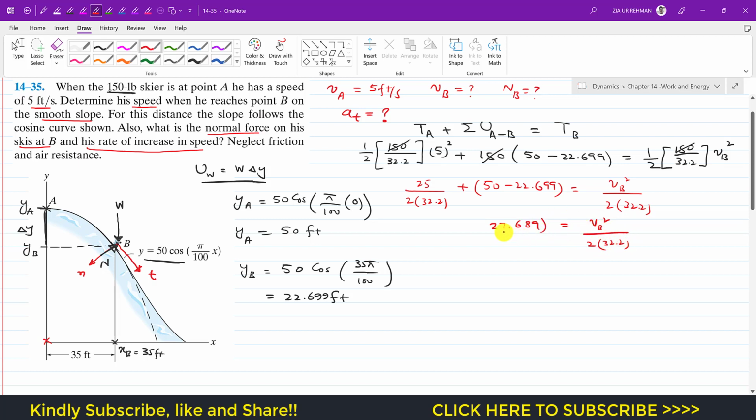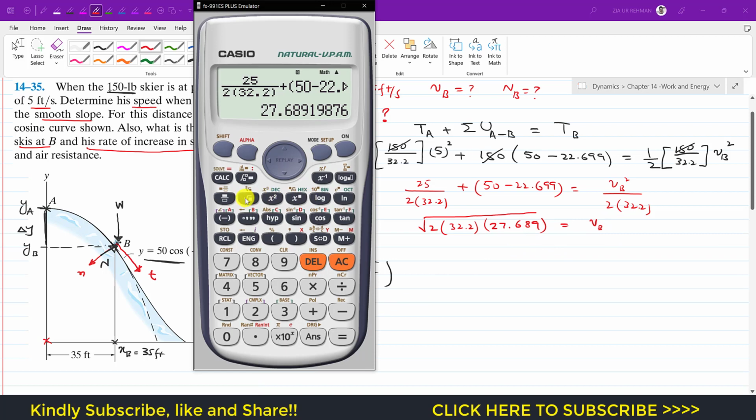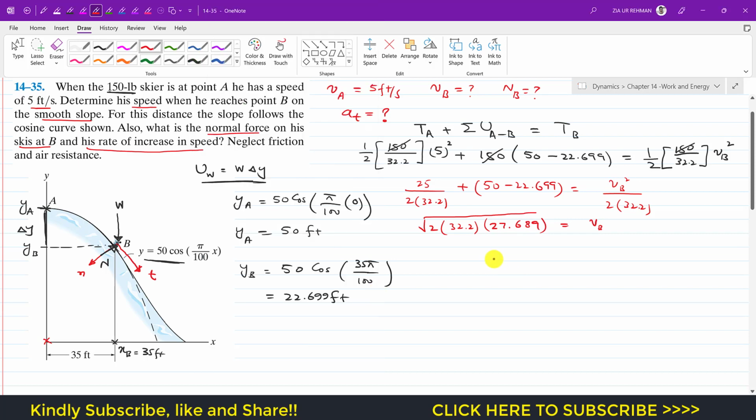So if we multiply both sides of the equation by 2 into 32.2, we will get VB squared, and if we take the square root, that will give us the velocity of the sphere at point B at x equals 35 feet. 2 into 32.2 multiplied by 27.689, so this is 42.23. So VB equals 42.23 feet per second.